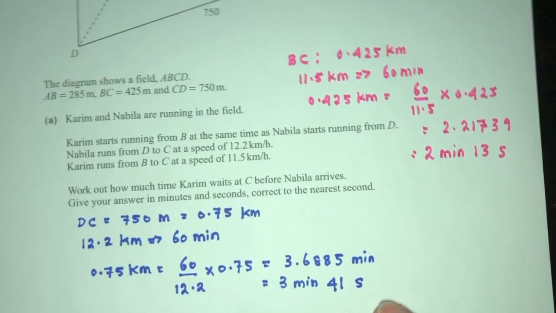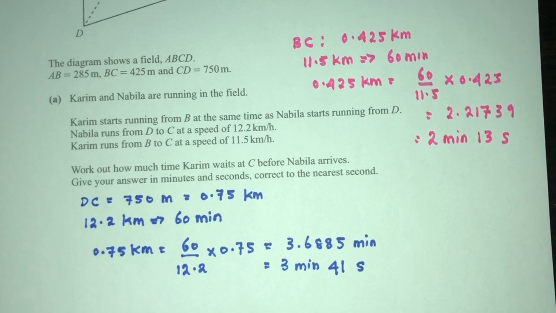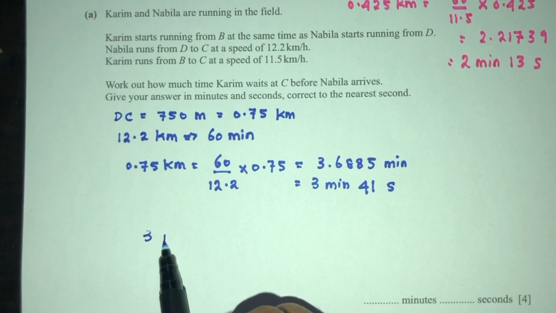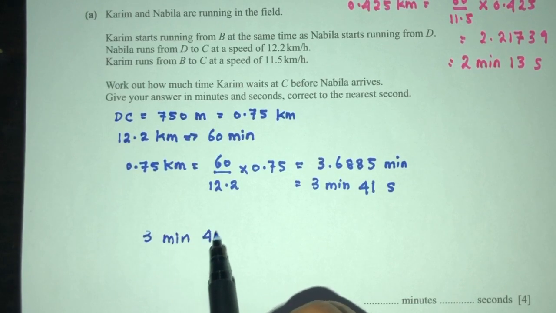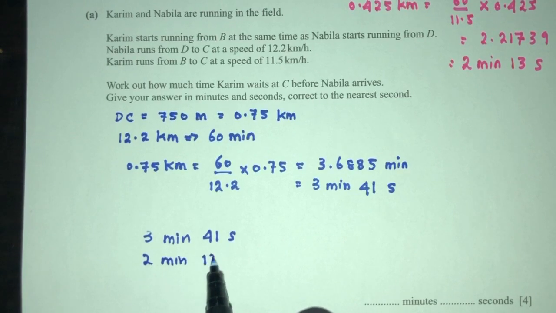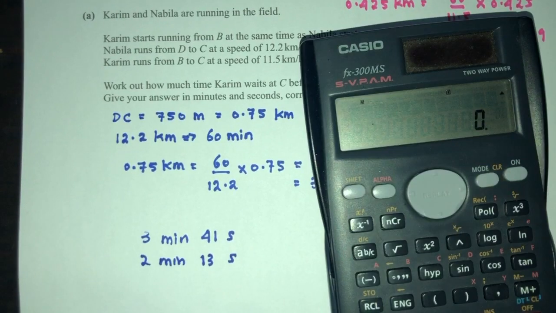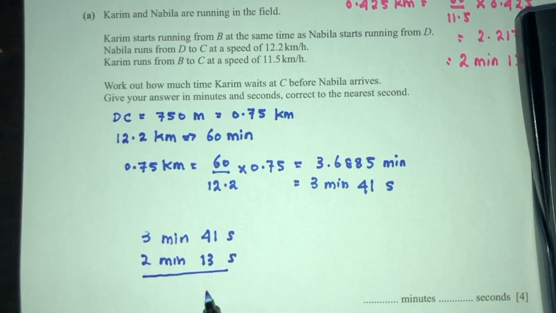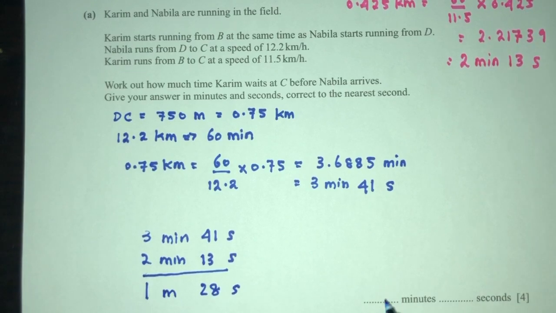Now we just have to find the difference in both times to find the time he waited. That will be 3 minutes 41 seconds minus 2 minutes 13 seconds. So 41 minus 13, that will be 28. And that will be 1 minute. So he waits for 1 minute and 28 seconds.